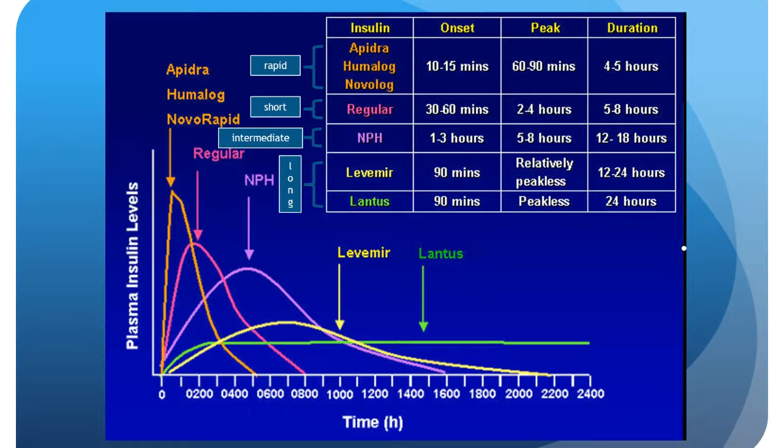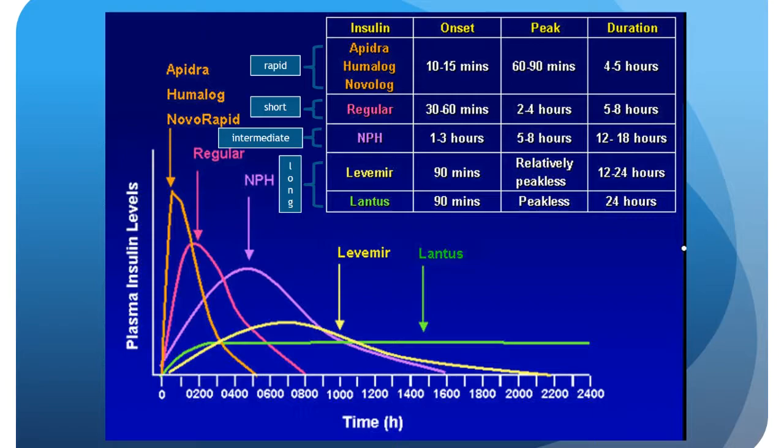Intermediate acting insulin, the NPH, Humulin N or Novolin N, they usually cover up to 12 hours or even more. So they cover insulin needs for about half the day or overnight. Finally, the long-acting insulin detemir, insulin glargine, they cover the whole 24 hours. So they cover insulin needs for about 1 full day.